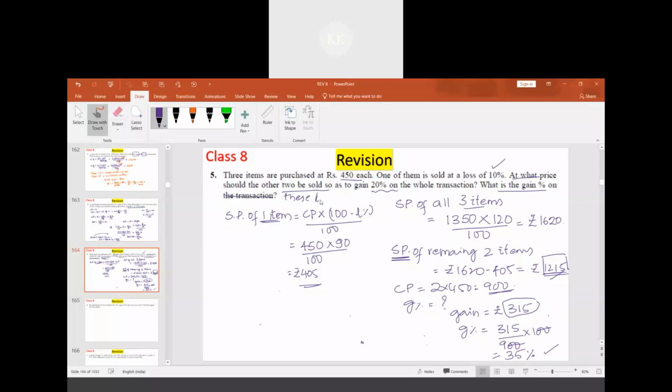Instead of this, they must have given the gain percent on these two items. Then this part is correct. Understood? They should not give gain percent on the whole transaction. They should instead give gain percent on these two items. Then this answer 35% is correct.